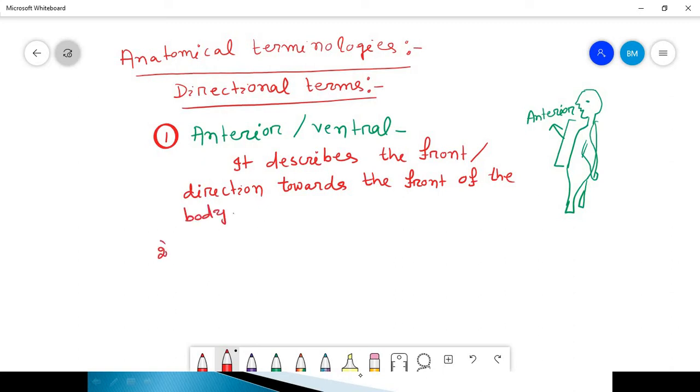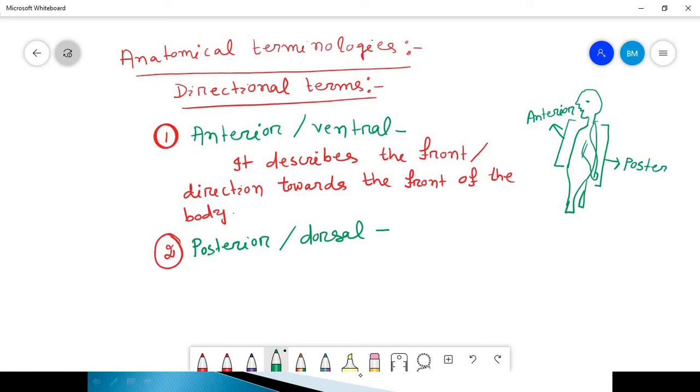And the second one is posterior, or dorsal. Here, this portion is called posterior, or dorsal.